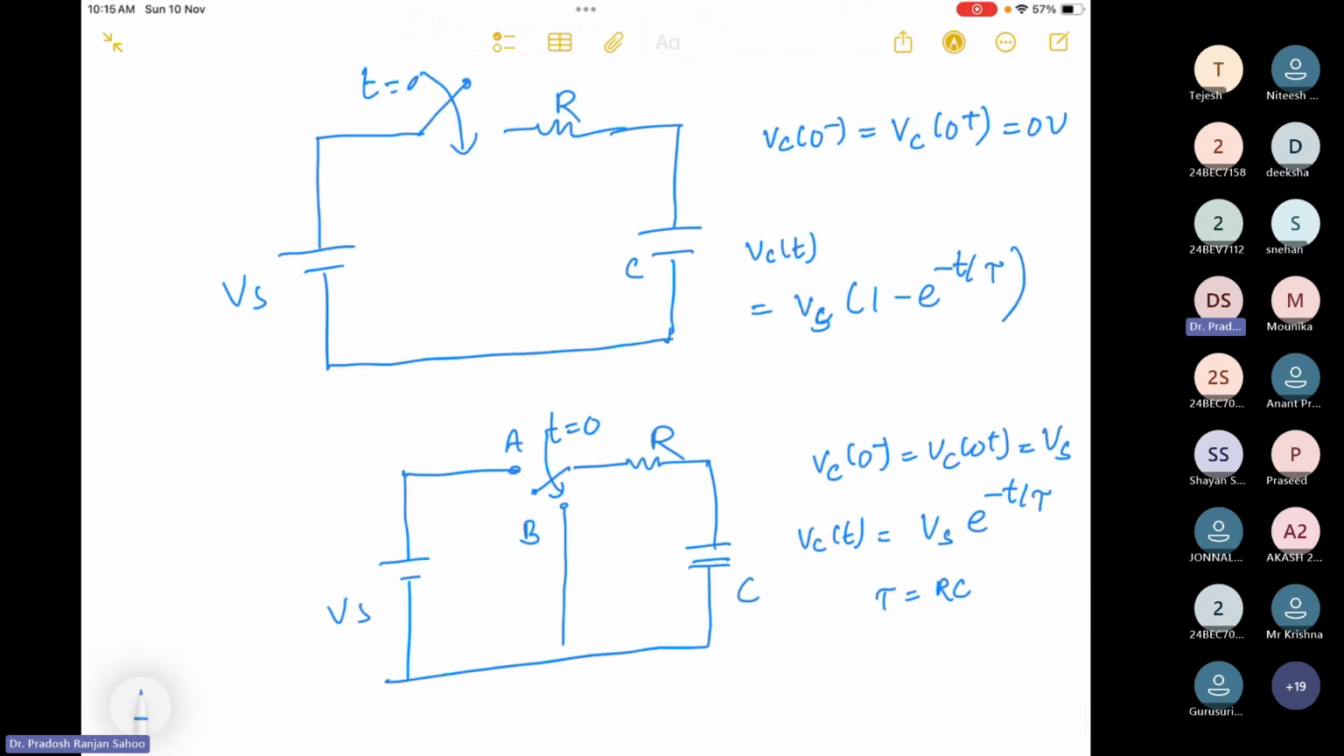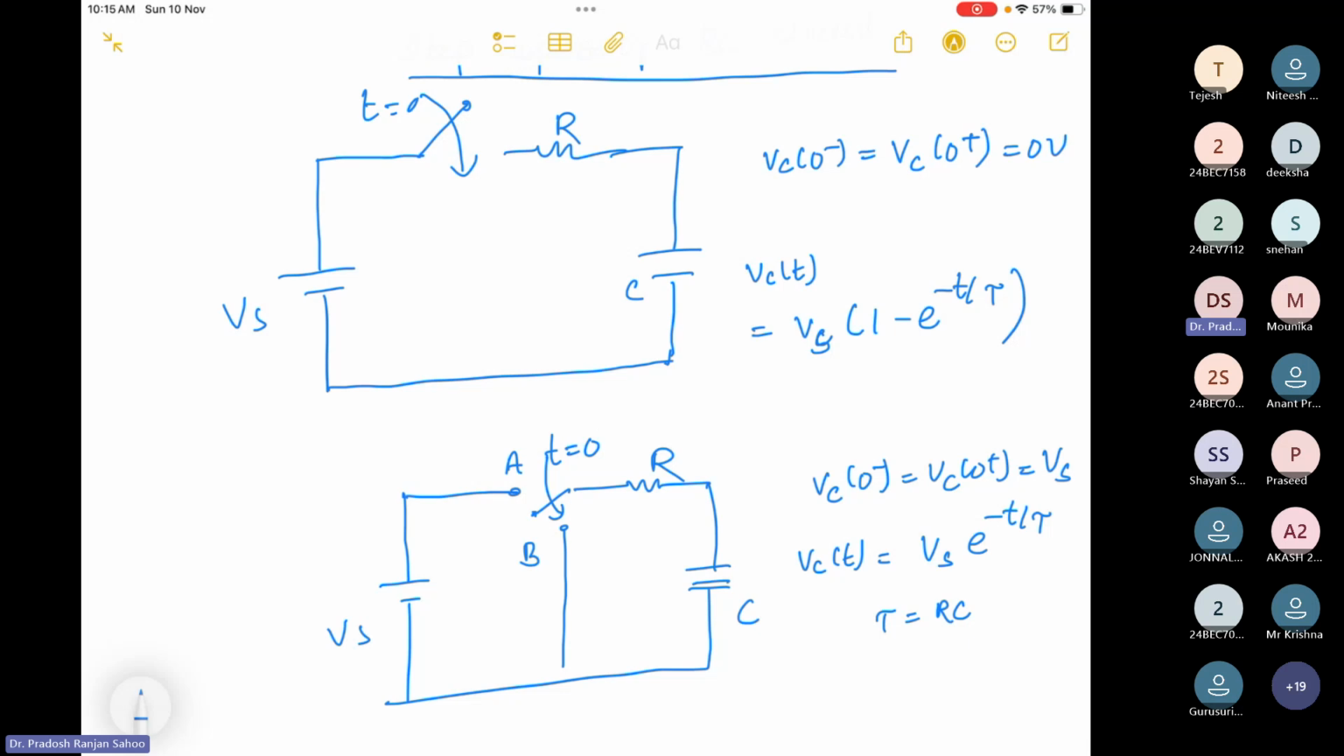Okay, so in both, if you remember, I have taken the initial voltage across the capacitor as 0. And if you take this particular source-free circuit, when it is connected to node A, the capacitor is fully charged. So I got Vc(0 minus) equal to Vs, and at t equal to 0 it moved to position B, and at that time also Vc(0 plus) equal to Vs, and Vc(infinity) I got 0 voltage. That already we know.